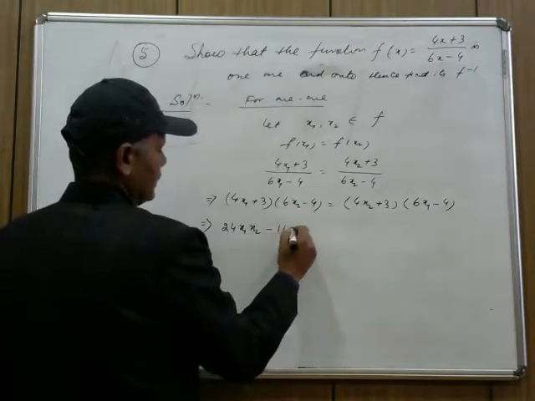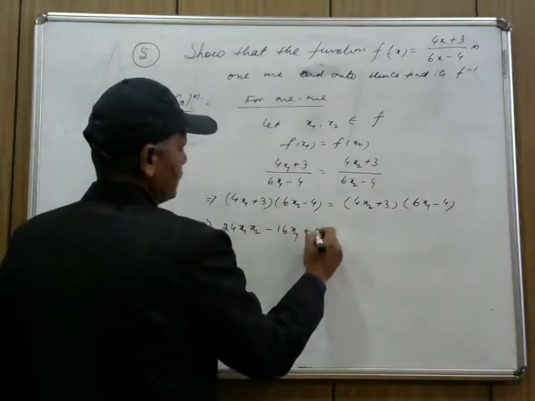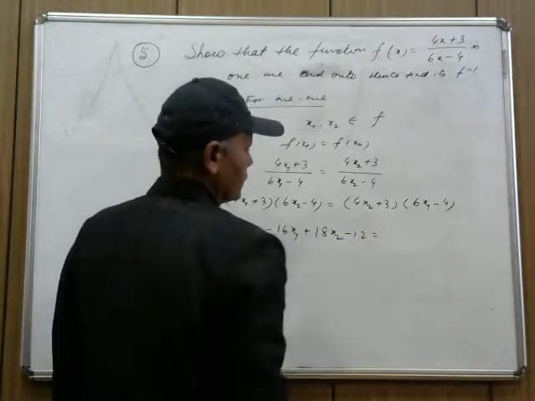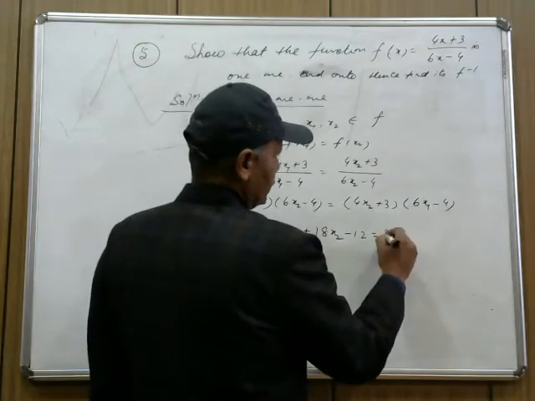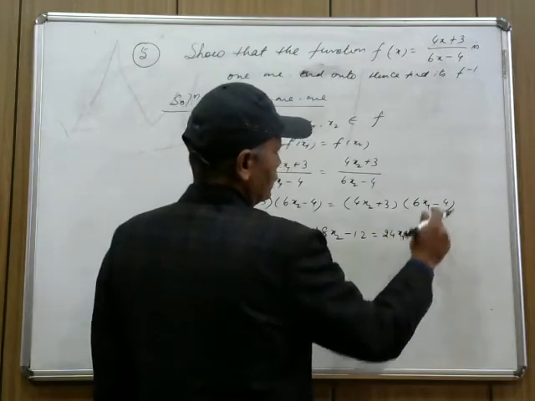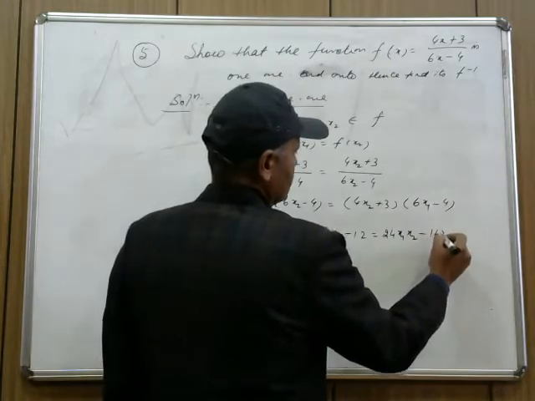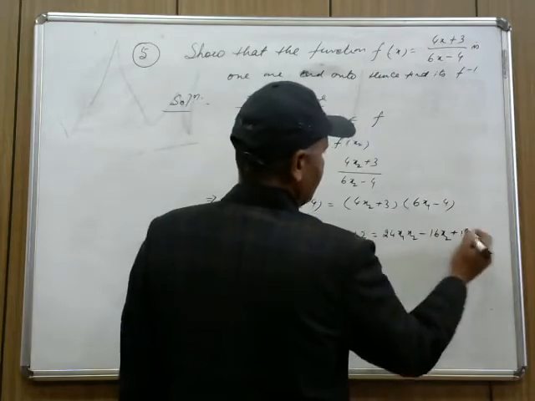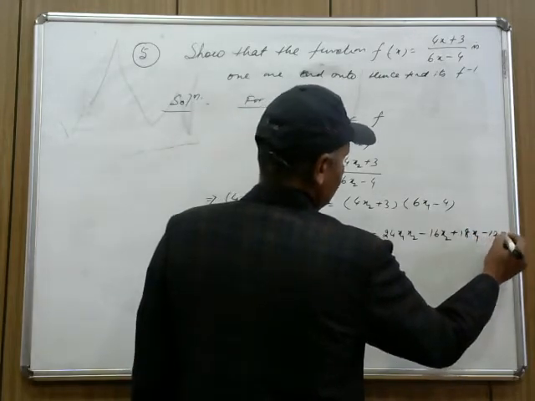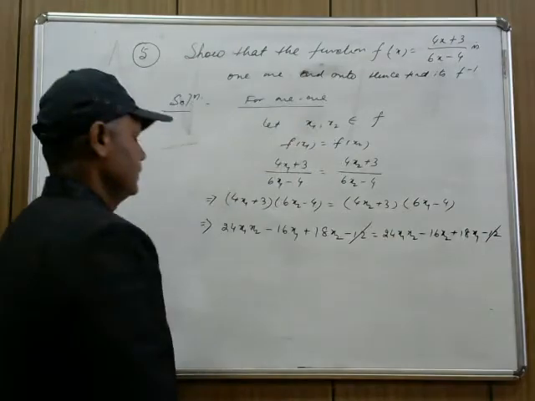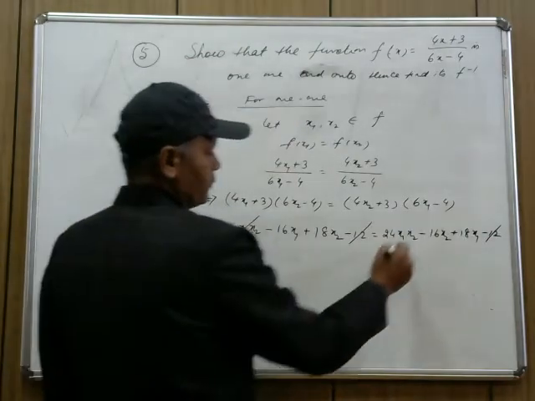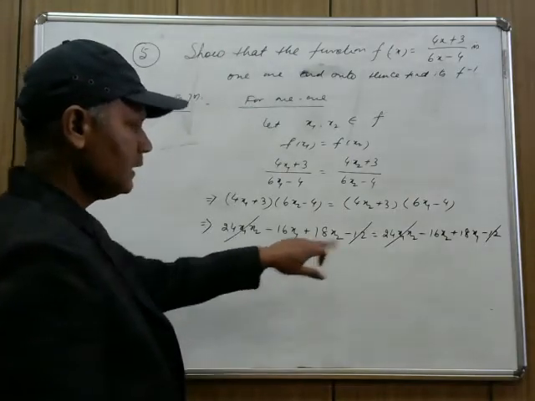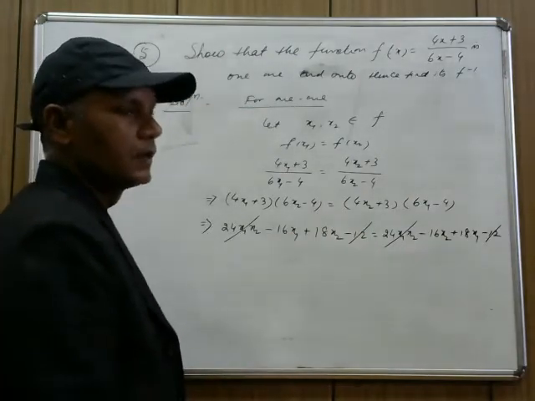minus 16x1 plus 18x2 minus 12 is equal to 4x2 times 6x1, 24x1x2, minus 16x2 plus 18x1 minus 12. Minus 12 is cancelled. 24x1x2 and 24x1x2 are cancelled. Minus 16x1 on the left, and on the right-hand side we have plus 18x1.